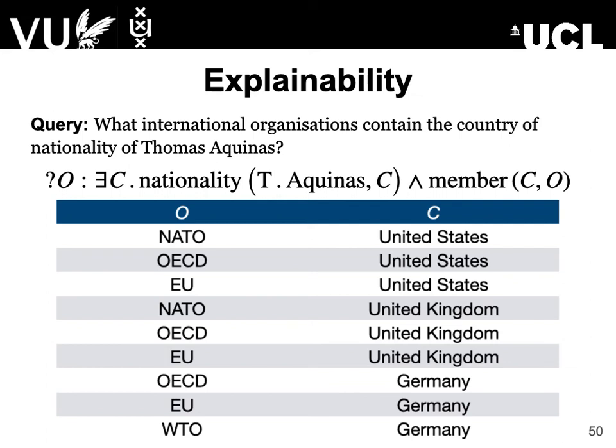For example, consider the following query from Freebase 15K-237. What international organizations contain the country of nationality of Thomas Aquinas? Here, the model was able to return the correct set of answers: NATO, OECD, EU, and WTO. However, these were returned for the wrong reasons. Thomas Aquinas was mistakenly assumed to be from the US, from the UK, or from Germany, while the correct nationality of Thomas Aquinas is Italian. Our model enables us to detect such errors and possibly correct them by refining the underlying neural link prediction model.